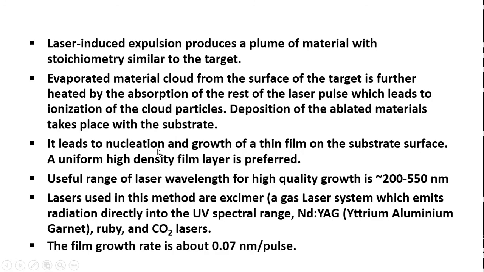It leads to nucleation, and this process finally causes an equilibrium, so that nucleation takes place and a thin film grows on the substrate. A uniform thin film will be produced on the substrate surface. That is what is called nucleation, which causes a thin film to grow on the substrate uniformly. A uniform high density film layer is preferred, and that is usually produced with the help of the laser ablation method.